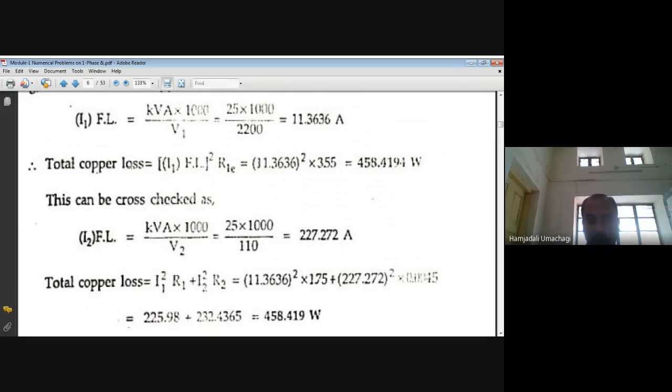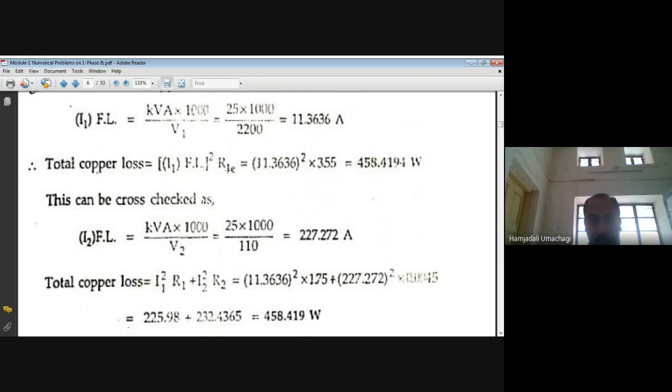To calculate total copper loss earlier, we took the help only of primary current and equivalent resistance on primary side. But now we will calculate the things individually. Total copper loss means copper loss on primary side and copper loss on secondary side. So primary side copper loss is I1 square R1, secondary side is I2 square R2. But in the previous case, to calculate the whole transformer total copper loss, we took the help of R1E. R1E is the combination of R1 plus R2 dash, so it takes into account both the primary as well as secondary resistance.